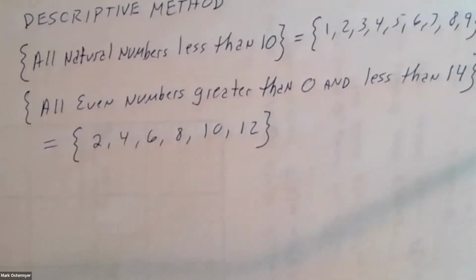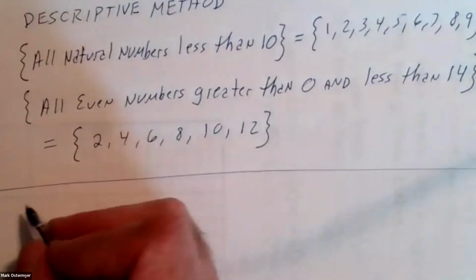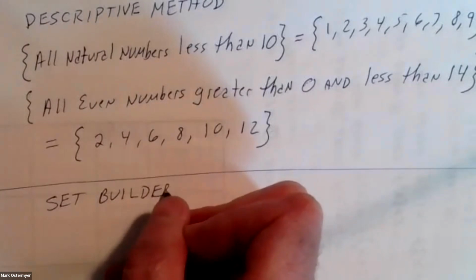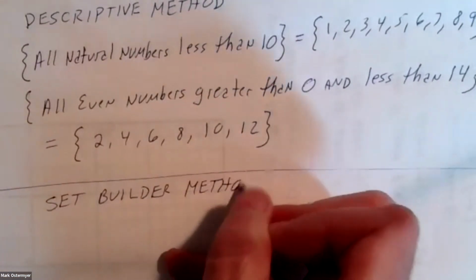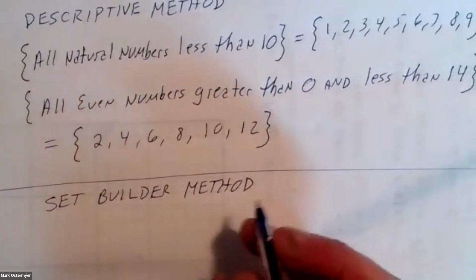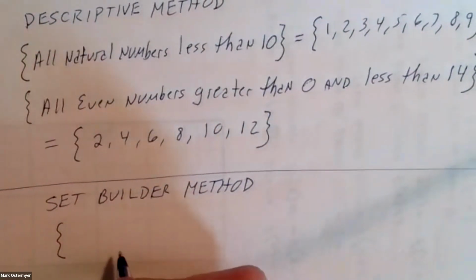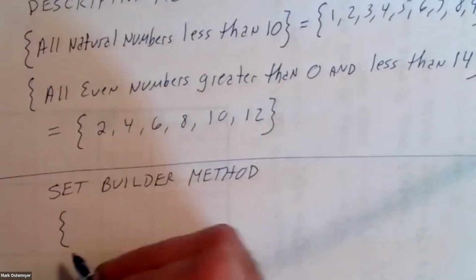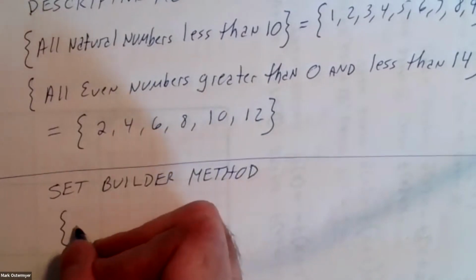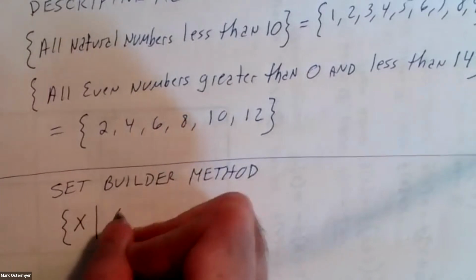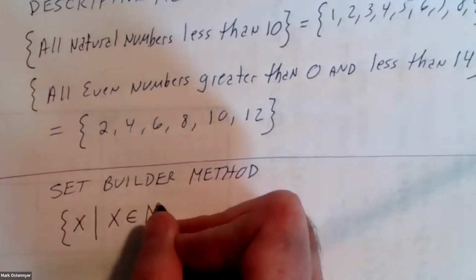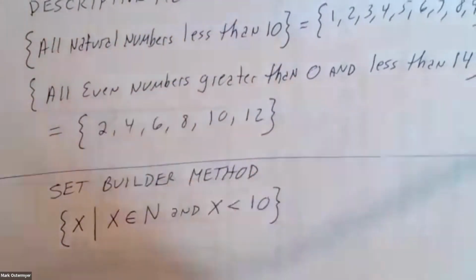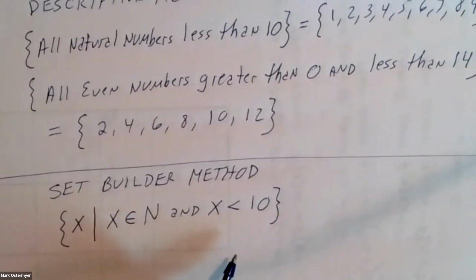There's another way I'm going to represent a set. It's called set builder notation or set builder method. This is the third way of representing sets. It makes use of braces like all the other ones do, but it makes use of a variable. So set builder notation, I could give you an example that says this. All numbers x such that x has to be a natural number and x has to be less than 10. This is called set builder notation, a way of representing a set.